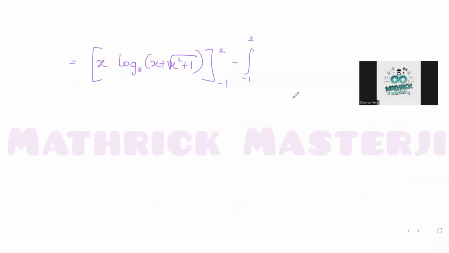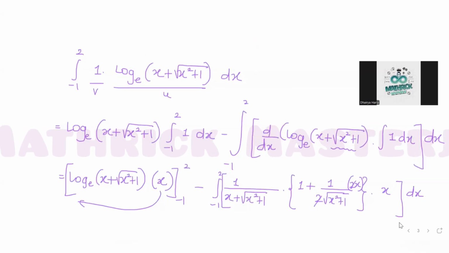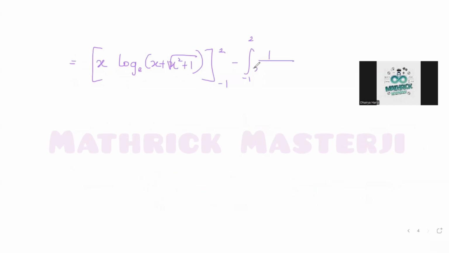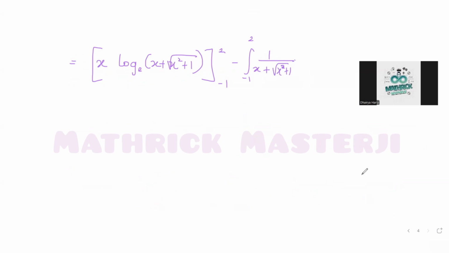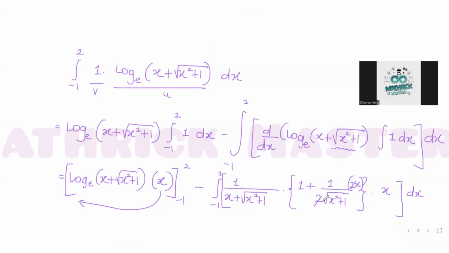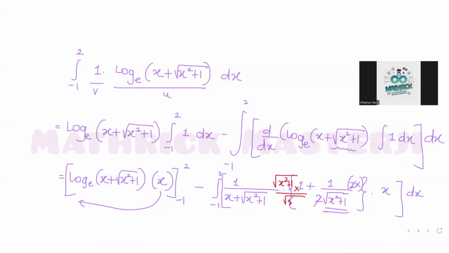the integral from the limits -1 to 2. This I can write as 1 over x plus root of x square plus 1 times. Now here, I have the denominator root of x square plus 1 for the second part of this expression, but for the first part, I don't have that. So I'll make root of x square plus 1 common to both by multiplying numerator and denominator with root of x square plus 1. So I have the same denominator now, root of x square plus 1.